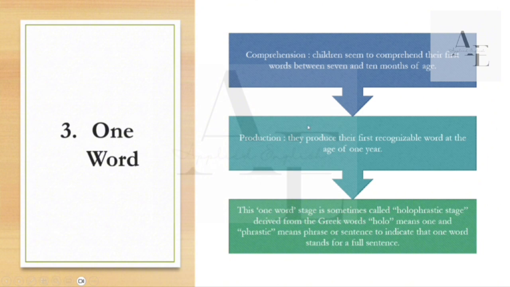Then we start with the production. They produce their first recognizable word at the age of 1 year. When they reach 1 year or 12 months of age, they produce their first word. This one-word stage is sometimes called the holophrastic stage.